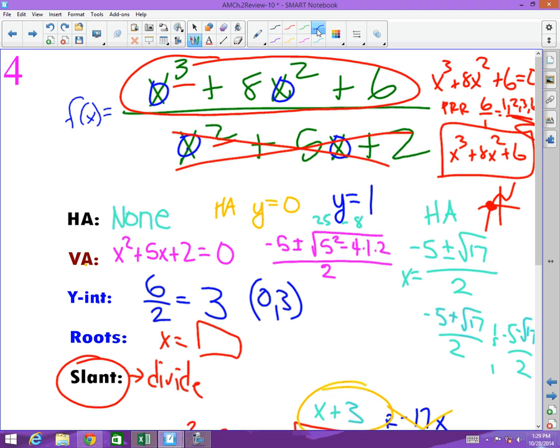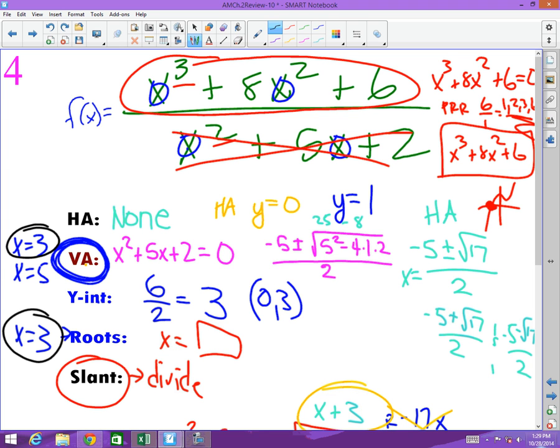And then one final thing with that: if you have a vertical asymptote, let's say it's not like with this problem. Let's say you get a vertical asymptote of x equals 3, and then you have another one of x equals 5. Well, if you find a root and it says x equals 3 also, that cannot be the case. So when there is a vertical asymptote that is also a root, that turns into a hole in your graph.